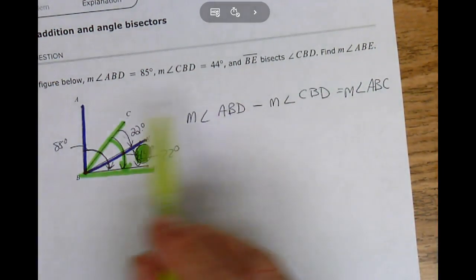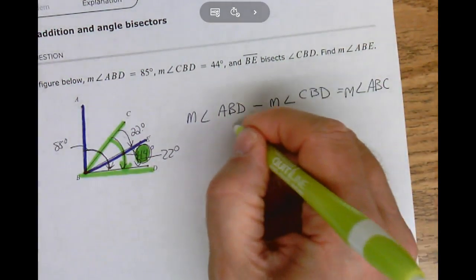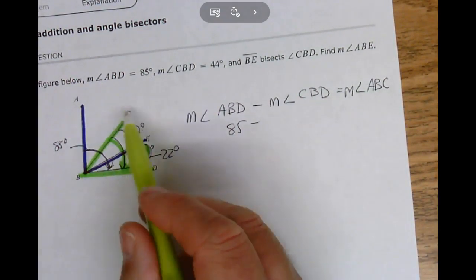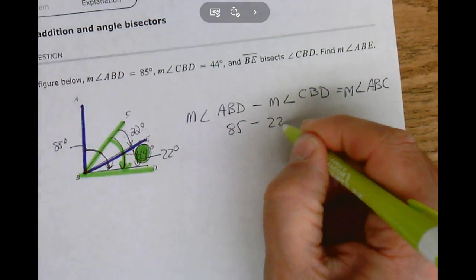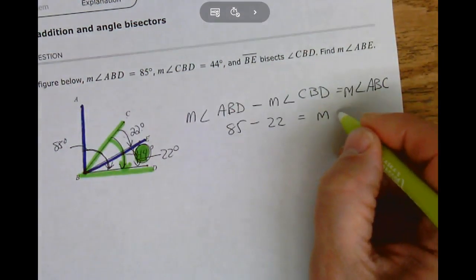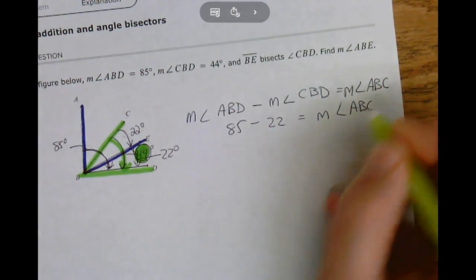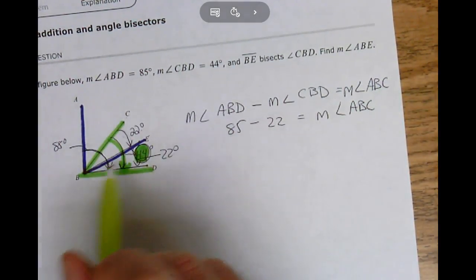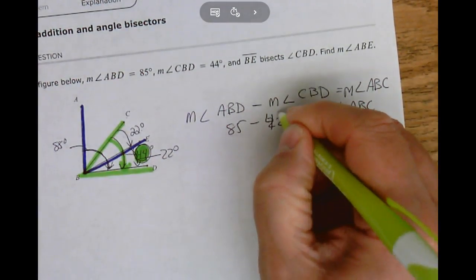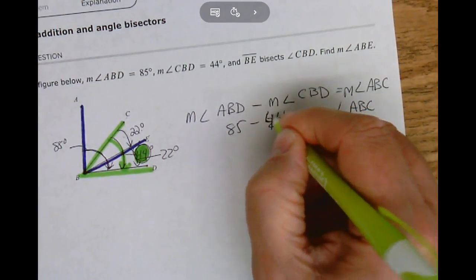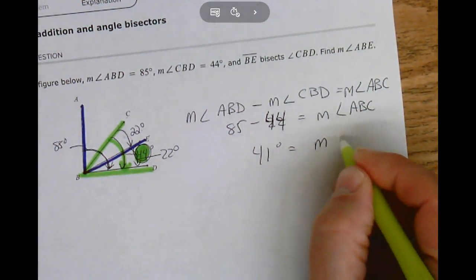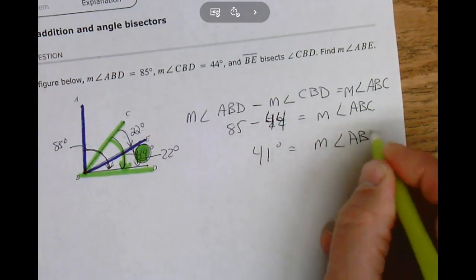So then we go, measure of angle ABD is 85. And then we have CBE right here, that's 22. Now we'll equal that angle right here, right? Because we'll take that away, and so on. Let's see, CBD, that's actually 44, not 22, sorry about that. Don't get that confused. So then we'll end up with 41 degrees equals the measure of angle ABC.